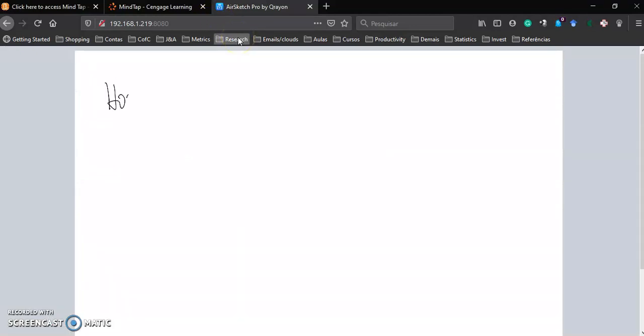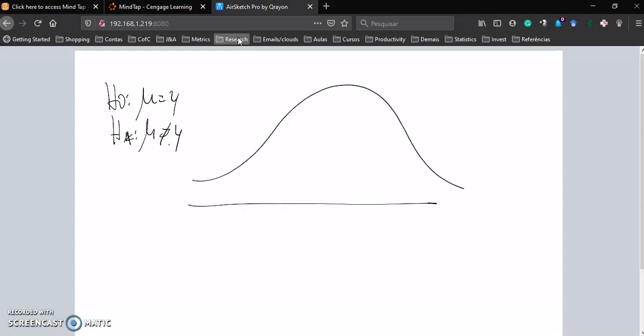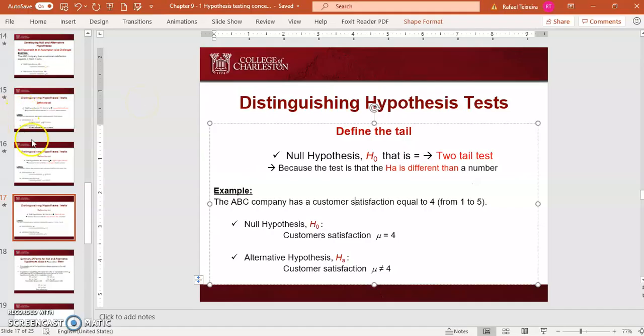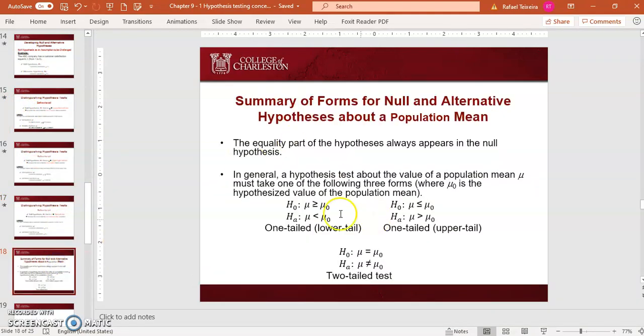A null hypothesis, the mean is equal to 4. Alternative hypothesis, the mean is different than 4. Okay, so different than 4, we have a two-tailed test, because it could be higher, could be smaller, and then we would test the two tails. Okay, that's the consequence of defining. And this is a summary of all these hypotheses.